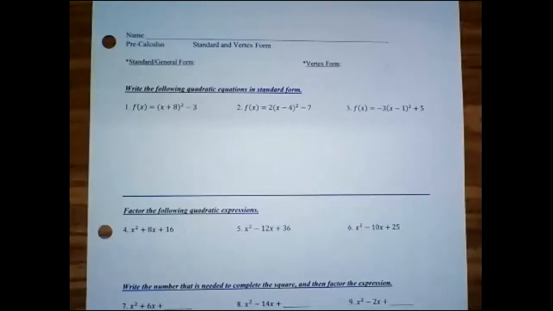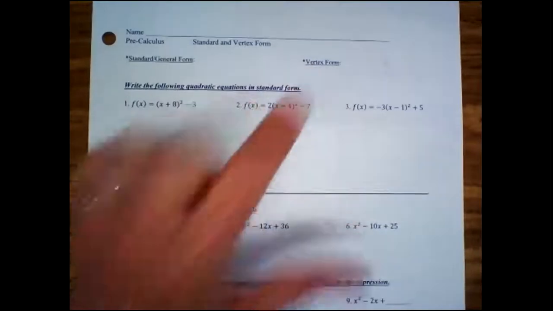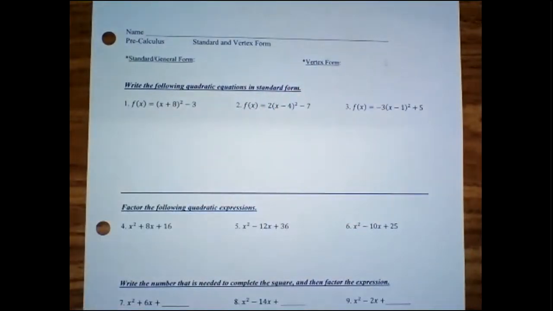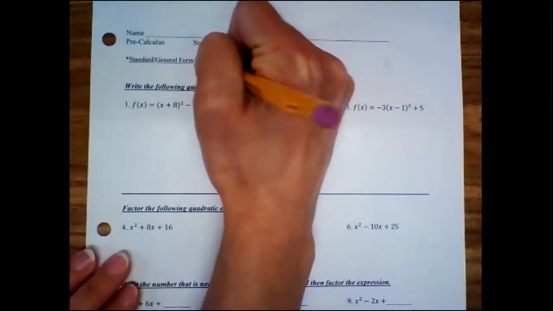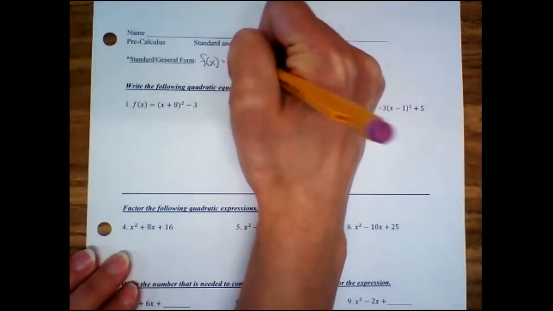So what we're going to look at today with quadratics, there's two different forms that you can write them in: standard or general form, and then what's called vertex form, or sometimes it's called transformational form, because you can see what the transformations are and how to go backward and forward between the two. All right, so here's what they are. First one, your standard or general form.